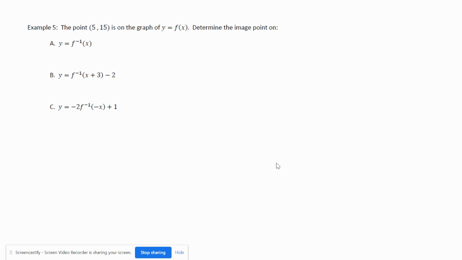All right, last example. So for example 5, we have image points with inverses. Okay, so what we're going to do over here, so first of all, if we have y equals f inverse of x, this is the same as x equals f of y, or sometimes we say a reflection in y equals x. Okay, those are all the same thing as inverse. Point being, what happens in inverse? You flip your x and y. So point (5, 15) becomes (15, 5).